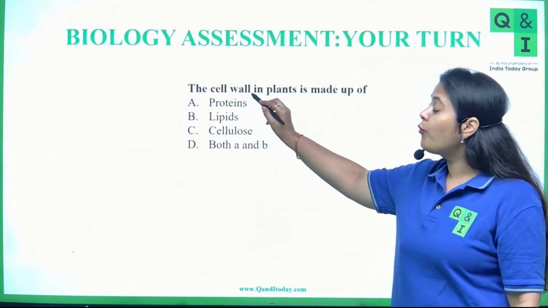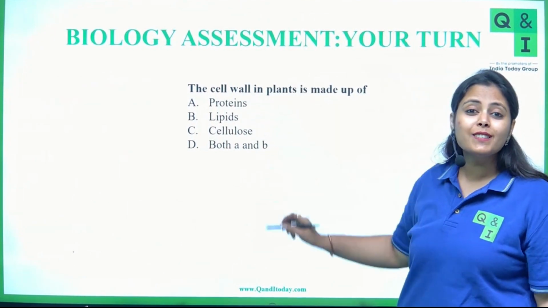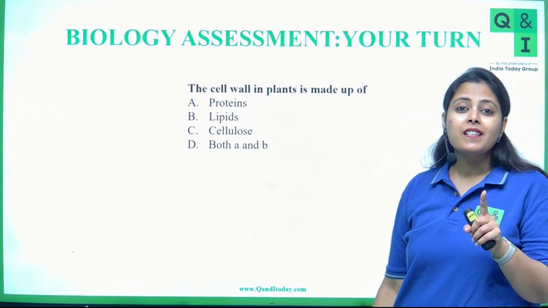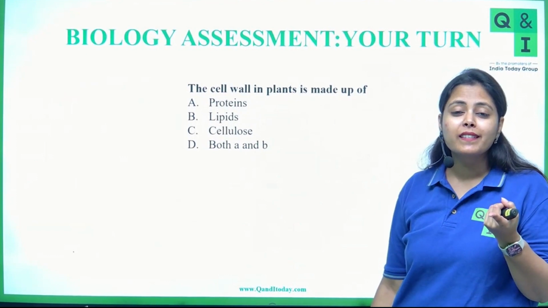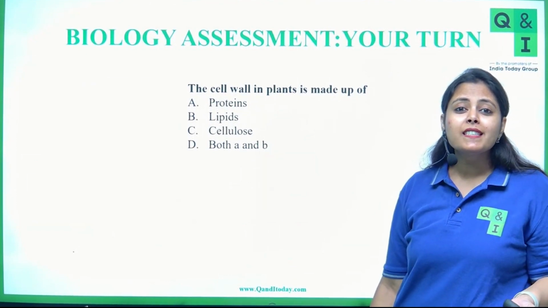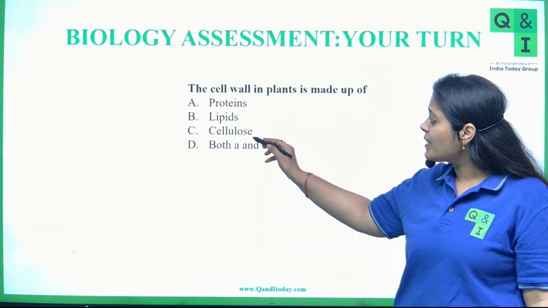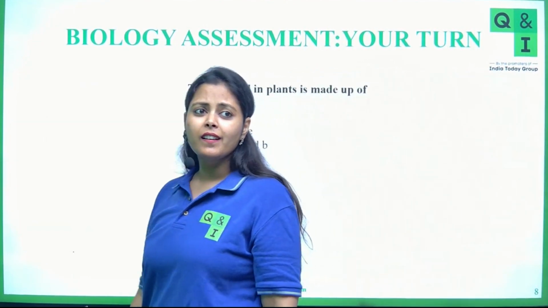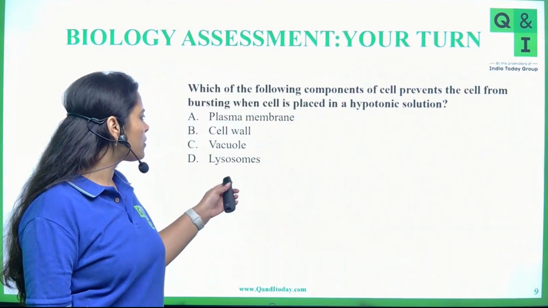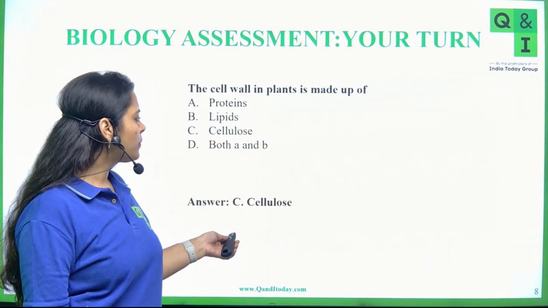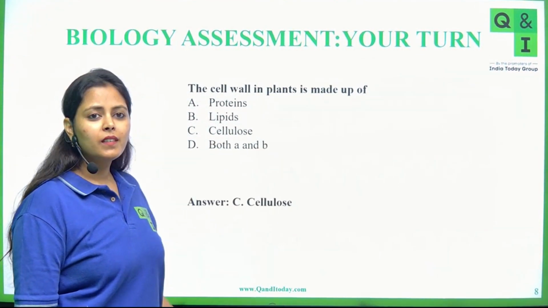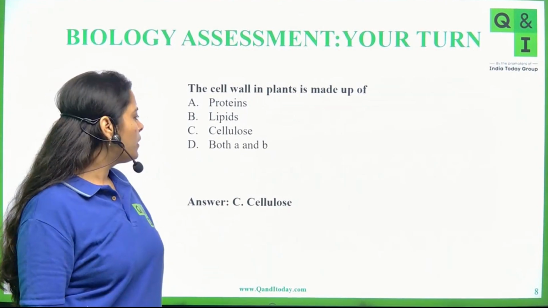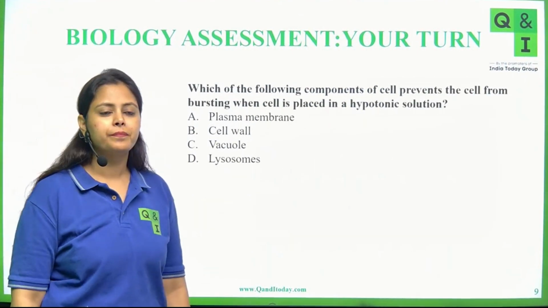The cell wall in plants, it is not cell membrane. The cell wall in plants is made up of cellulose. The correct answer to this would be option number C, cellulose. Okay. What would it be? Cellulose. Got it? Okay. Now, another question.